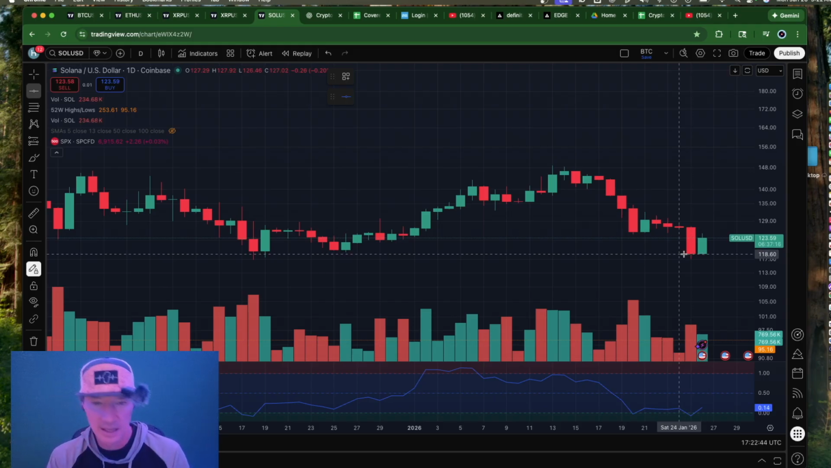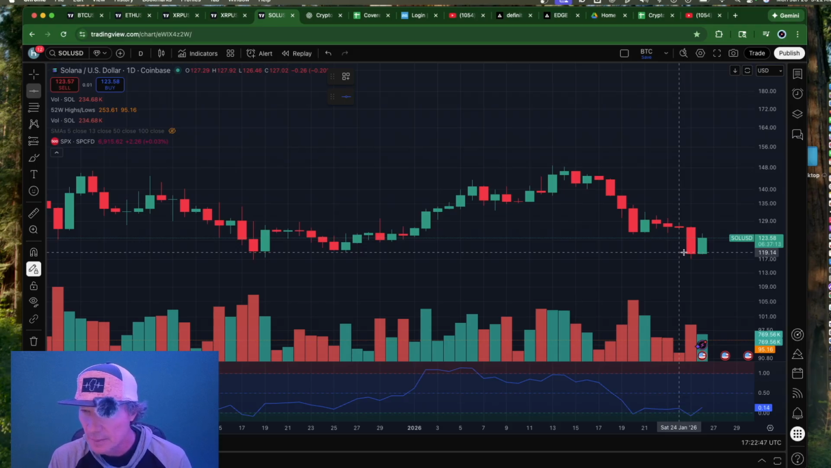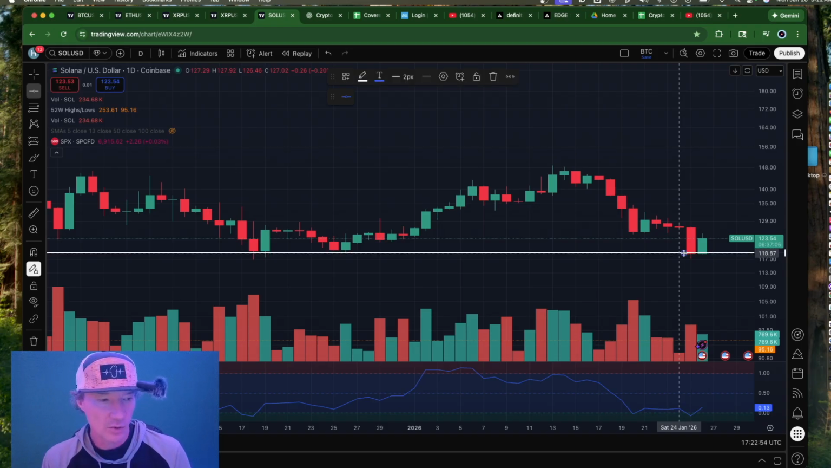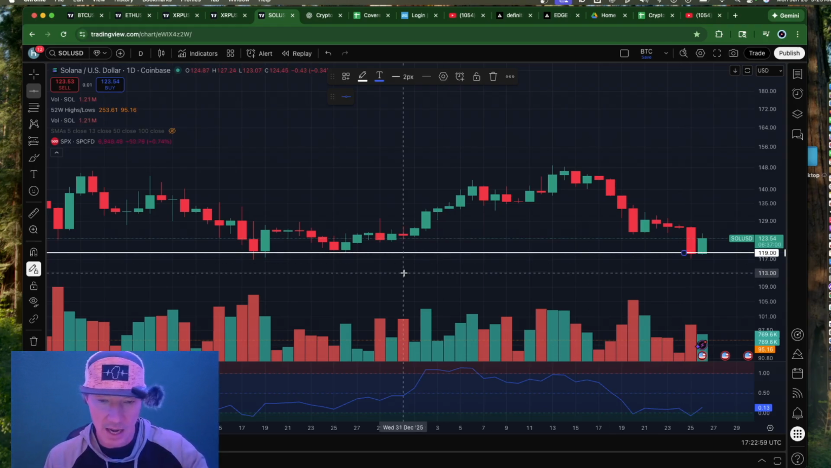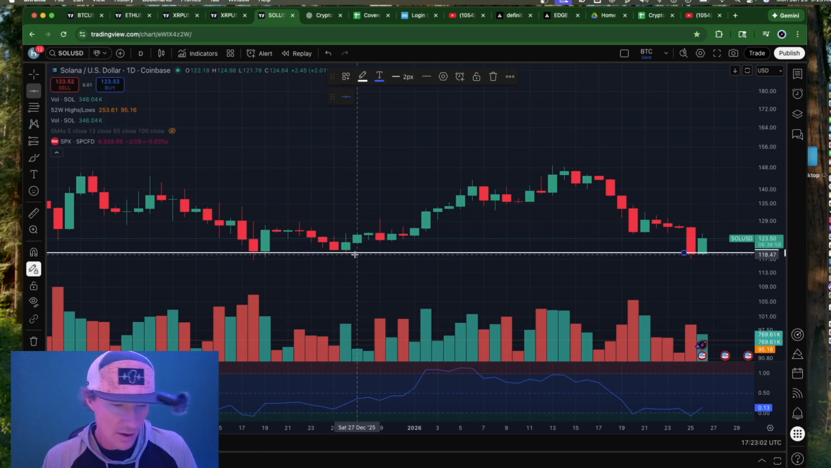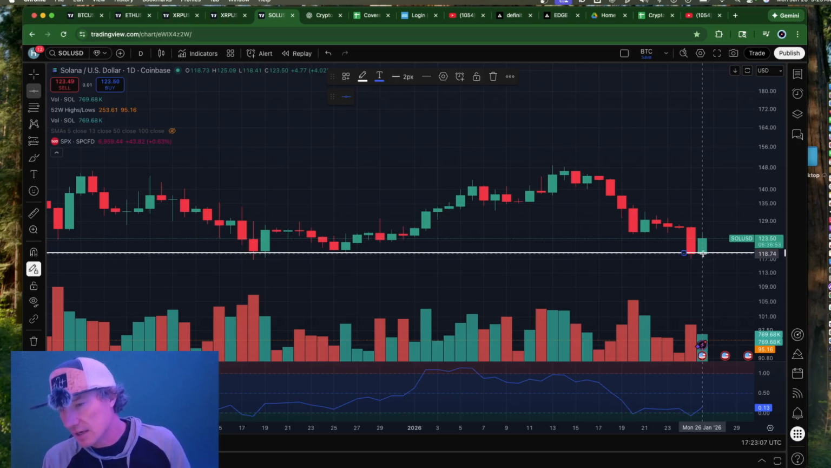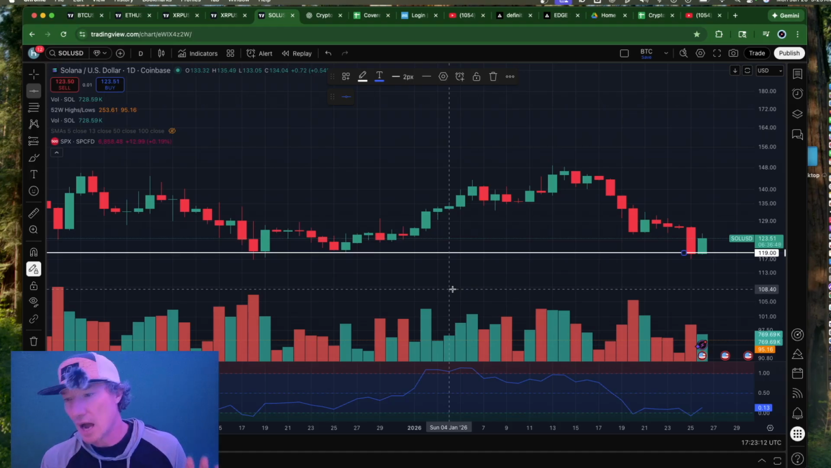So 118. I scooted up just a little bit. I'm going to use 118. Let's say 119. The reason why I use 119 and I clicked it and made a horizontal line is because right here it was a little closer to the body. I went into the body just a bit right here. Like I said, it's not an exact science. I like around 119. It's kind of a psychological level. So we're going to use 119 to identify the support on this chart.